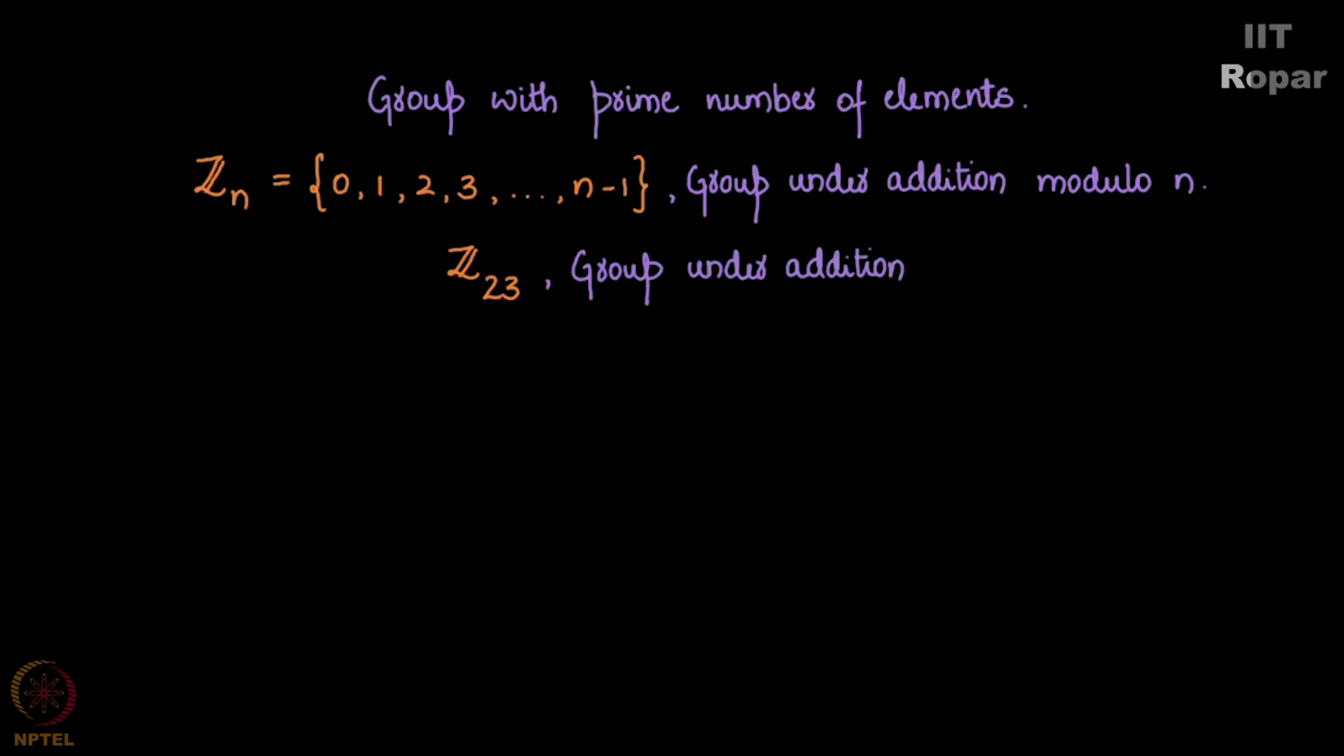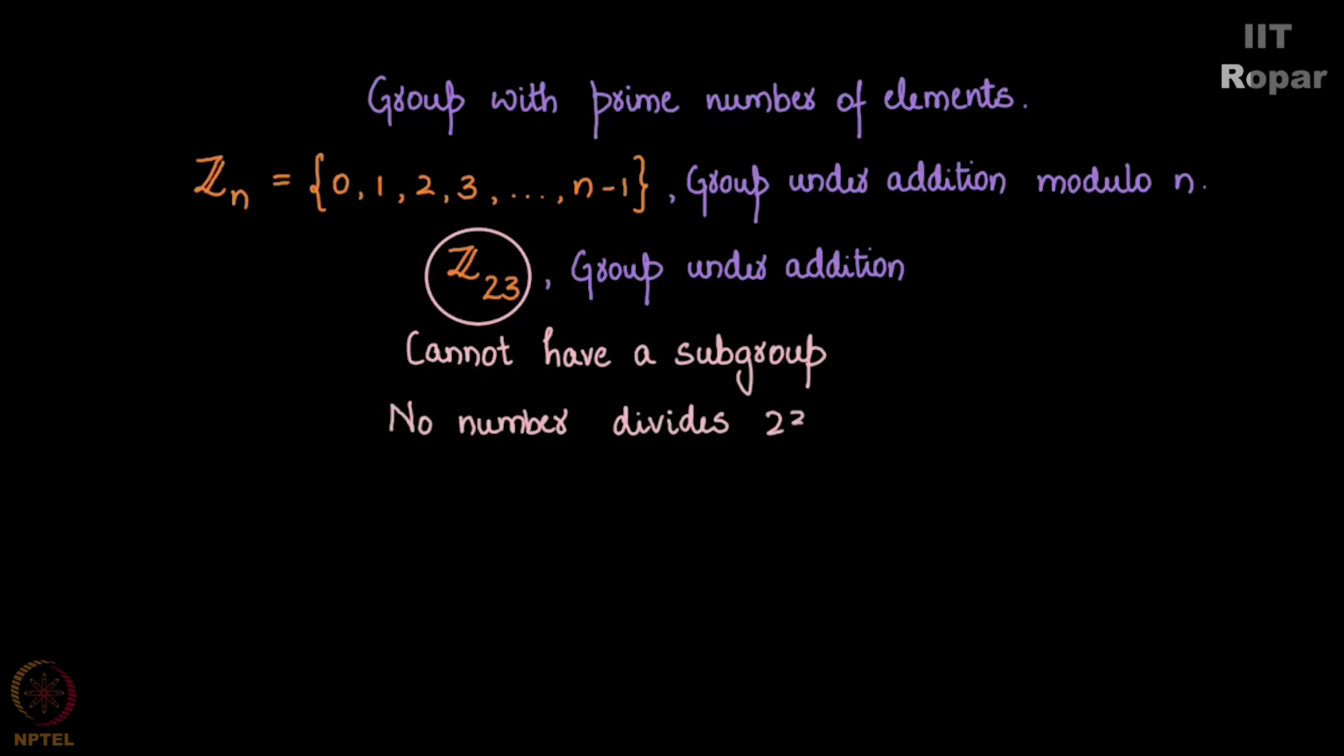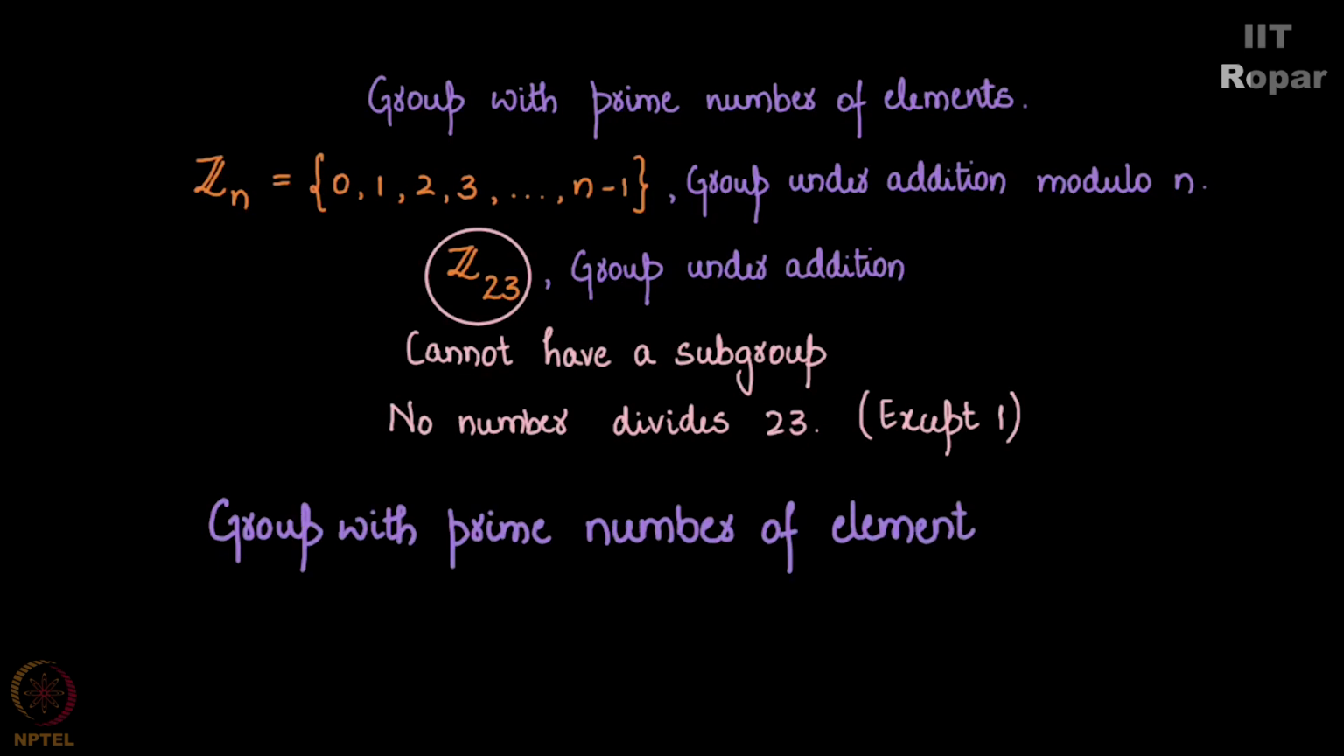This cannot have any subgroup. Why is that? If it had some subgroup, then the number of elements in that subgroup should divide the number of elements in this group, which is 23. There is no such number. Think about it. Except for 1, of course. Right? So a group with a prime number of elements cannot have a subgroup. Now, how cute is this result?